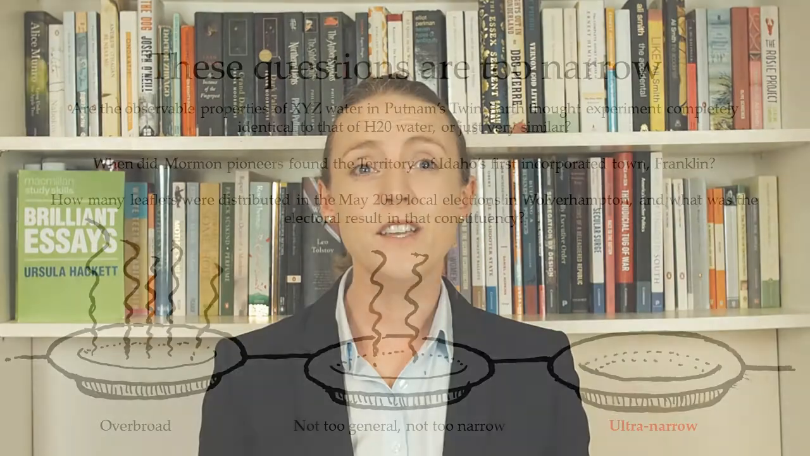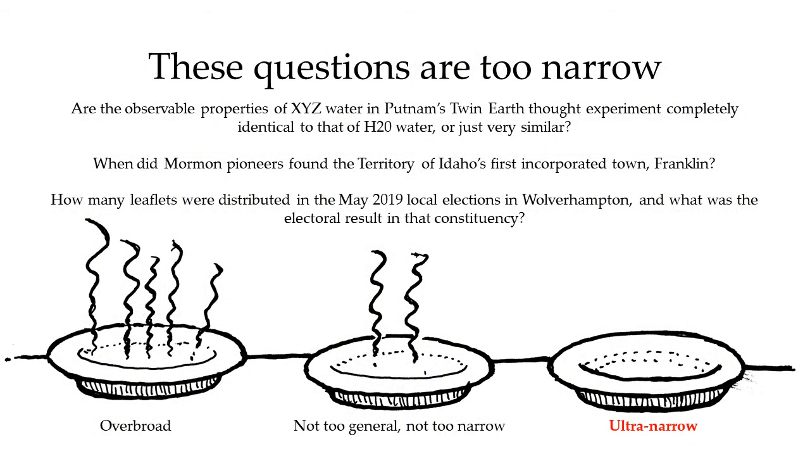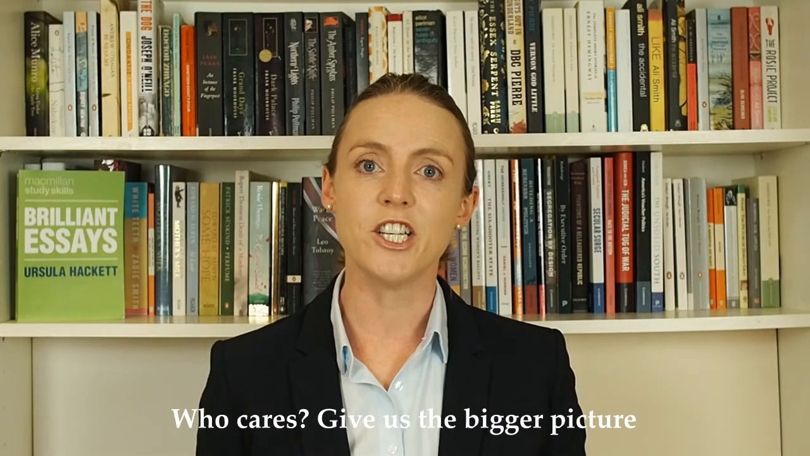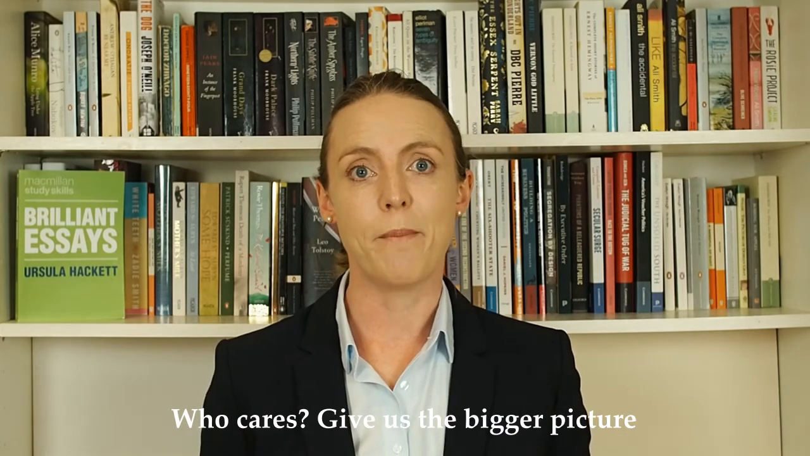On the other hand, these sorts of questions are probably too narrow. Are the observable properties of XYZ water in Putnam's twin Earth thought experiment completely identical to that of H2O water, or just very similar? When did Mormon pioneers found the territory of Idaho's first incorporated town, Franklin? How many leaflets were distributed in the May 2019 local elections in Wolverhampton, and what was the electoral result in that constituency? These questions could become interesting if you could show what your answer might tell us about mental representation, religious history, or political campaigning.